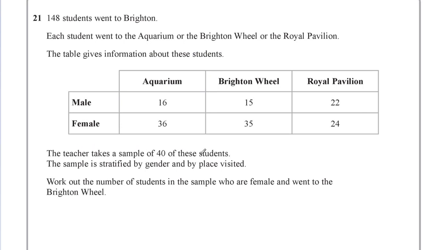The teacher takes a sample of 40 of these students. The sample is stratified by gender and by place visited. Work out the number of students in the sample who are female and went to the Brighton Wheel.